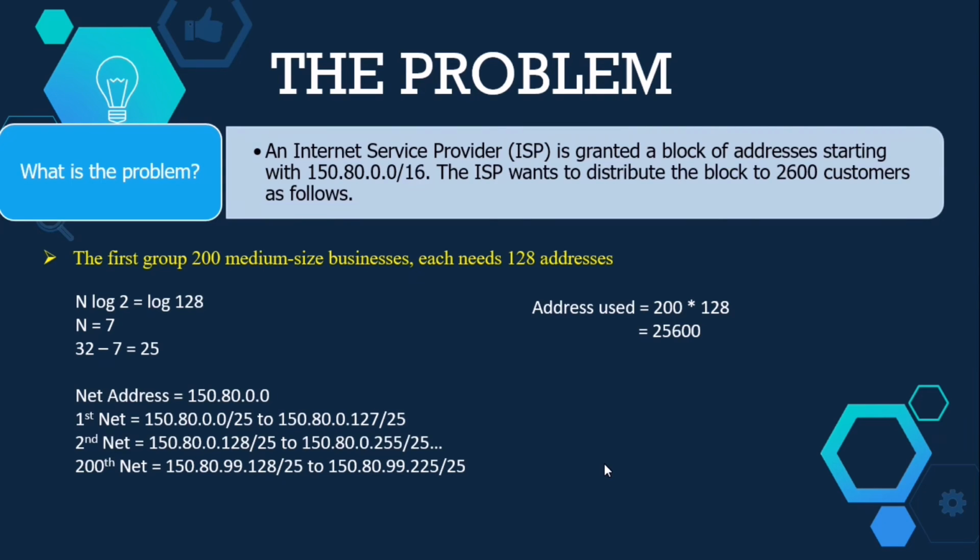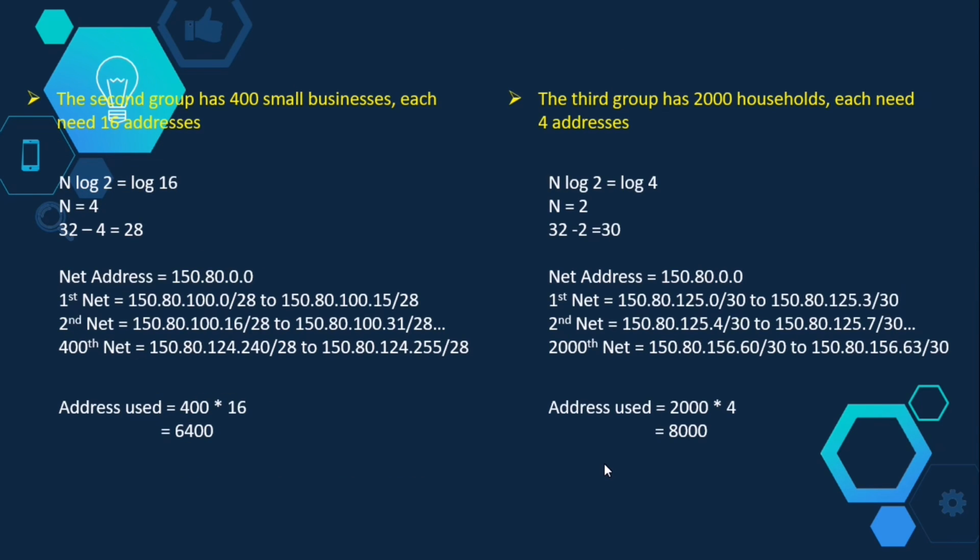From the equation, the network address is 150.80.0.0. The first network is 150.80.0.0/25 to 150.80.0.127/25. For the second network, 150.80.0.128/25 to 150.80.0.255/25. Until the 200th network, we get the range from 150.80.99.128/25 to 150.80.99.255/25. For this group, the addresses used equal 25,600.